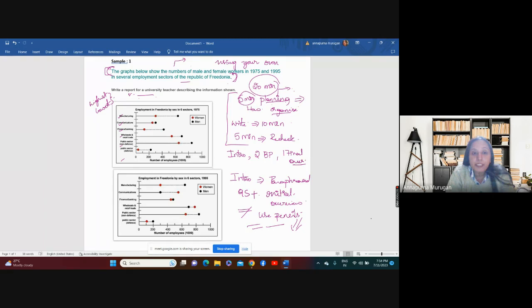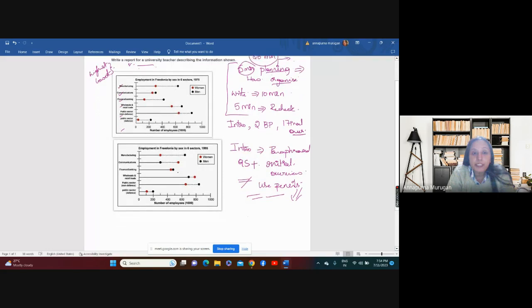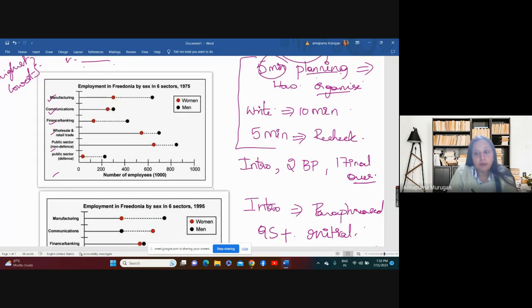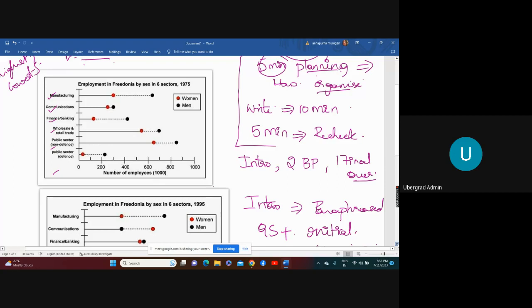or is it visible? Okay, so now what is happening here? So six different sectors we have, and this. Ma'am, you can expand the images. Okay, I'll do that. Yes, ma'am. Just 1 second. Is it visible? Yes, ma'am. Now it's visible.